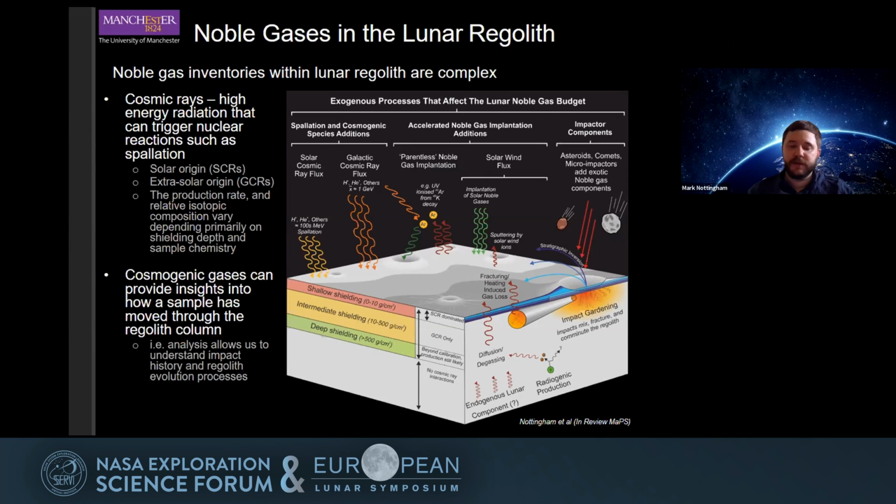Importantly, solar cosmic rays only penetrate a few centimeters into the regolith before they're totally attenuated, whereas galactic cosmic rays penetrate to beyond a meter's depth. The rate of production of each isotope depends primarily on shielding or burial depth and the sample chemistry. And importantly for neon isotopes, the production rate ratios between each isotope don't stay constant with changing depth. This means that if we can isolate the solar cosmic ray produced isotopes from the galactic cosmic ray produced isotopes, they can act as a good indicator of the sample's near-surface residency duration.